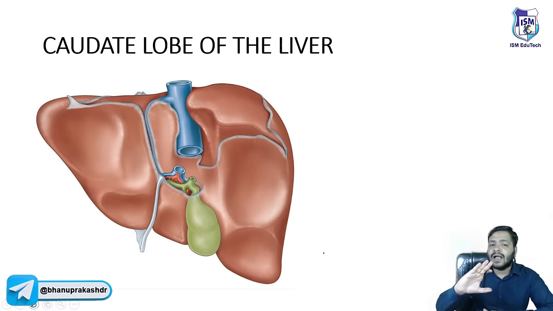For the caudate lobe, I have turned the liver now to see the posterior and the inferior surface. So in this view, this will be the right side.